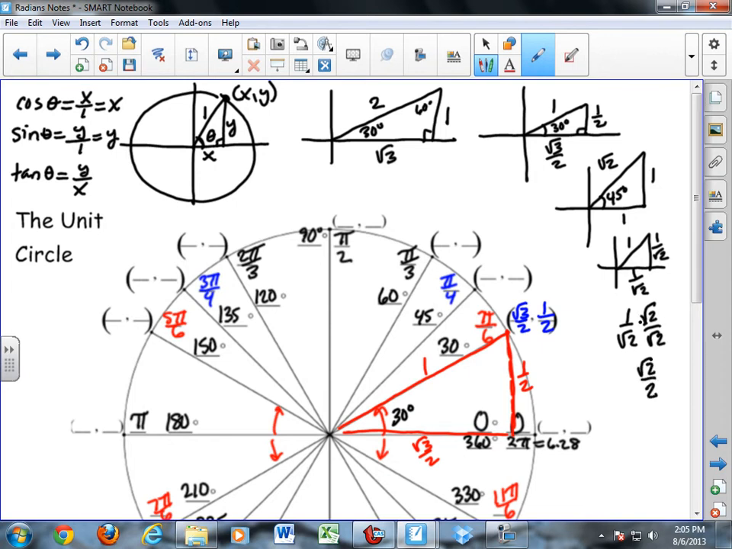So both cosine and sine are the same value, so both of those are square root of 2 over 2.